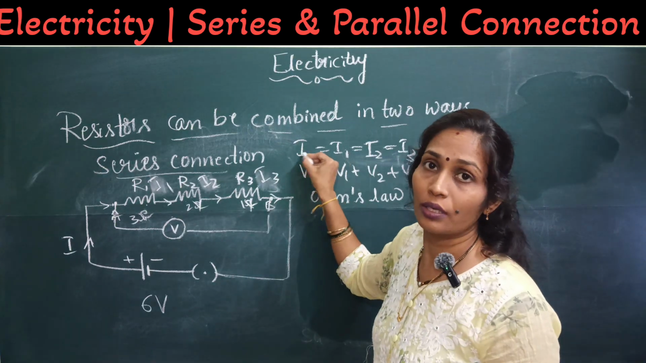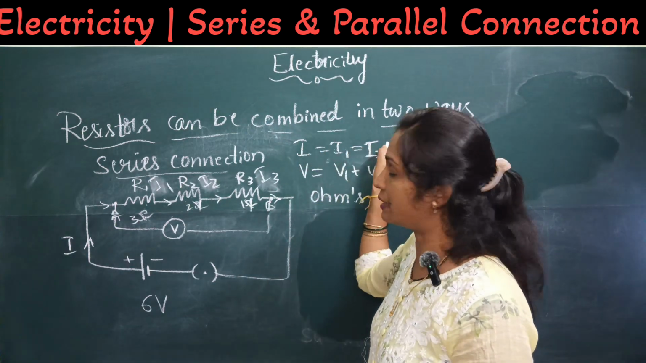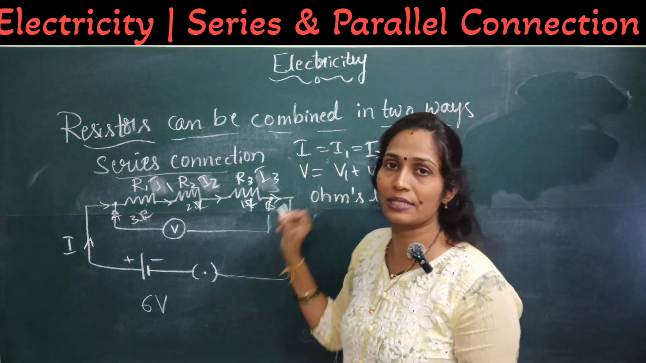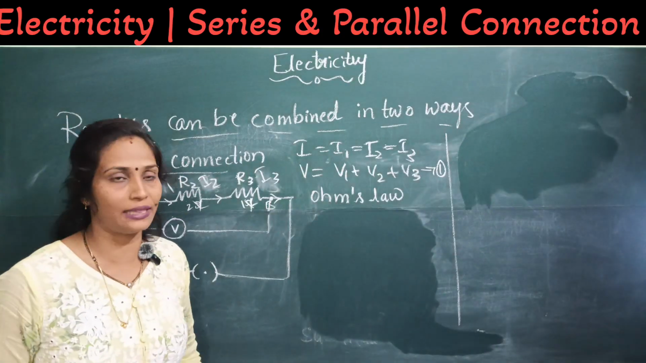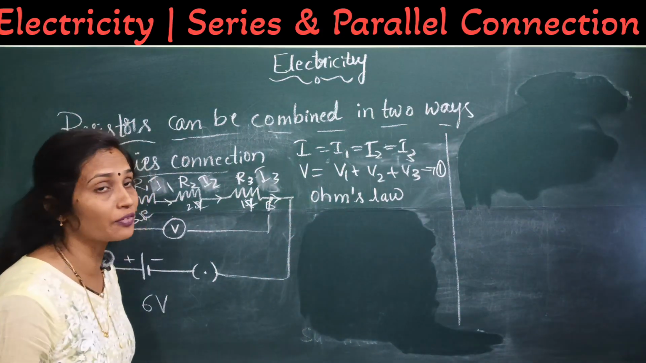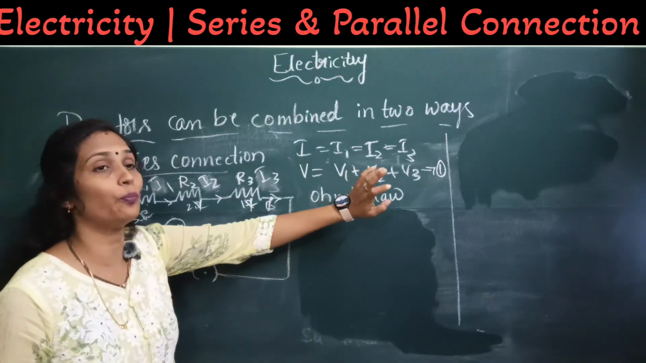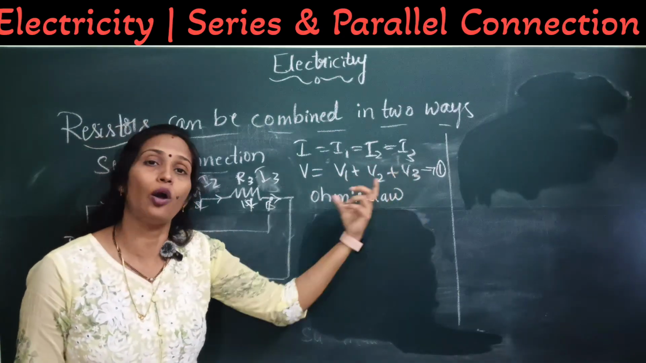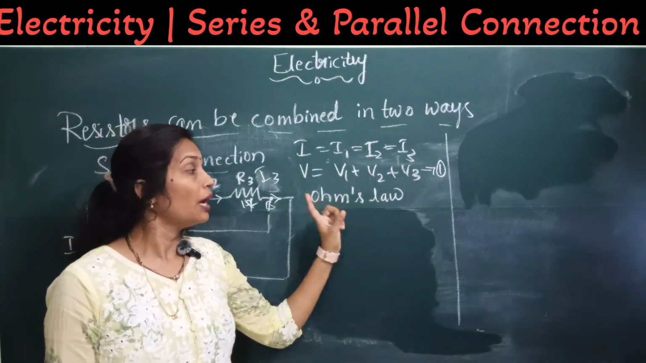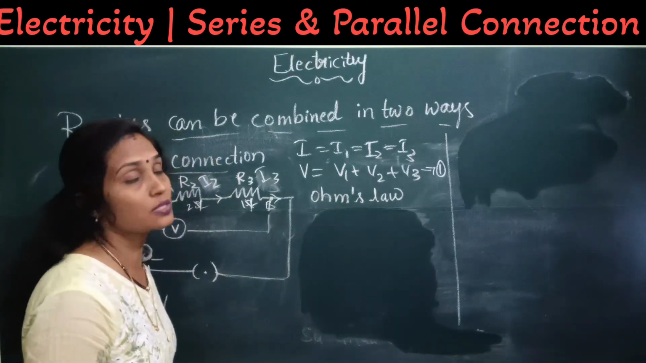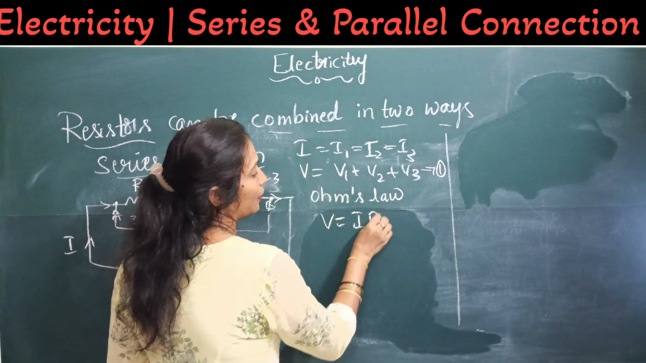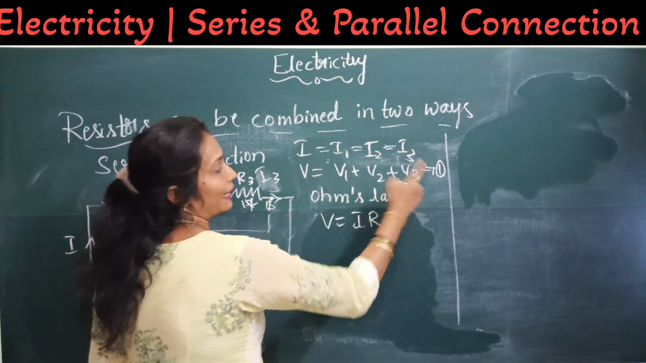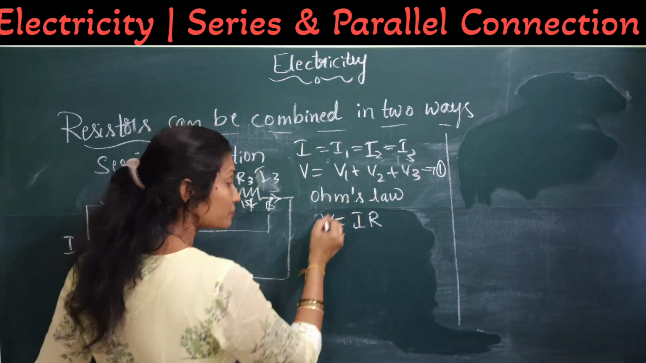I is equal to what? I1, I2 and I3 are all the same. So I is nothing but I1, I1 is nothing but I2, I2 is nothing but I3. But what about potential difference? V1 plus V2 plus V3. We need to add all the potential differences. And we know, according to Ohm's law, V is equal to I into R. Correct? Take this as equation 1.